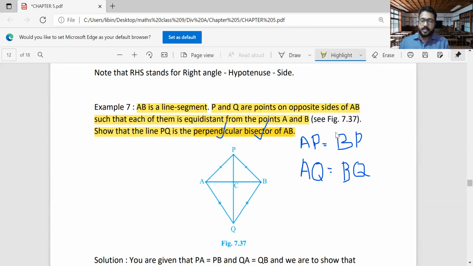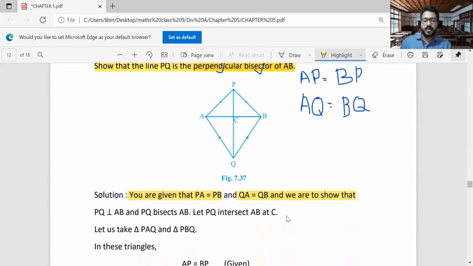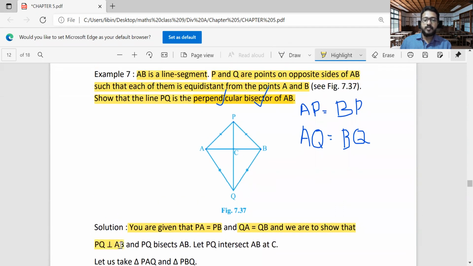So, let us use the given information to show that the line PQ is the perpendicular bisector of AB. We are given that PA is equal to PB, or AP is equal to BP, and QA is equal to QB. And we want to show that PQ is perpendicular to AB and PQ bisects AB. Now, let PQ intersect AB at C. The intersection point is being called C.